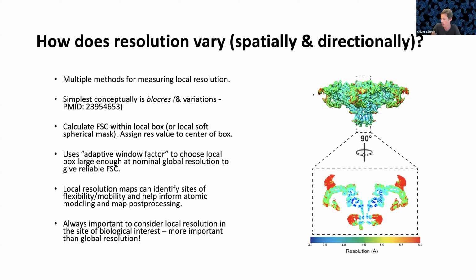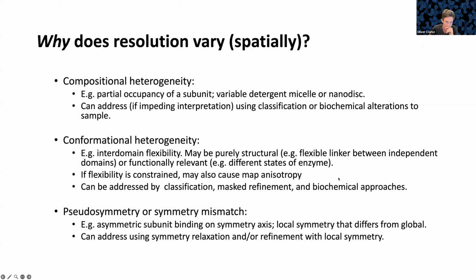If you're asking, does a large protein bind in this region? Okay, 6 angstroms might be fine. If you're talking about details of binding of a small molecule ligand, not fine. So it's all context dependent. Okay. So why does resolution vary spatially? This is something to think about.